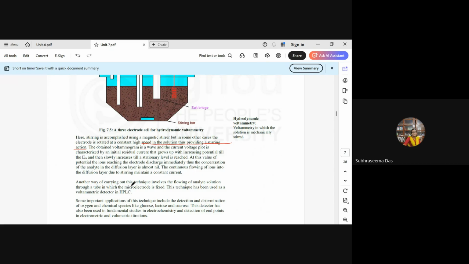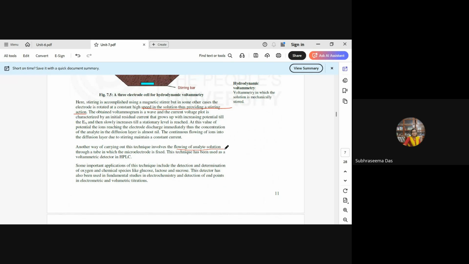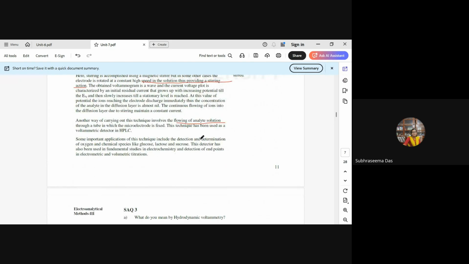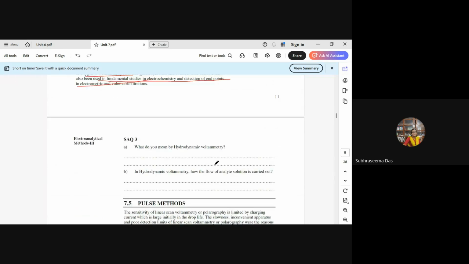Another way of carrying out this technique involves the flowing of the analyte solution through a tube in which the microelectrode is fixed. This technique has been used as a voltammetric detector in HPLC. Some important applications of this technique include the detection and determination of oxygen and chemical species like glucose, lactose, sucrose, etc. This detector has also been used in fundamental studies in electrochemistry and detection of endpoints in electrometric and volumetric titrations.